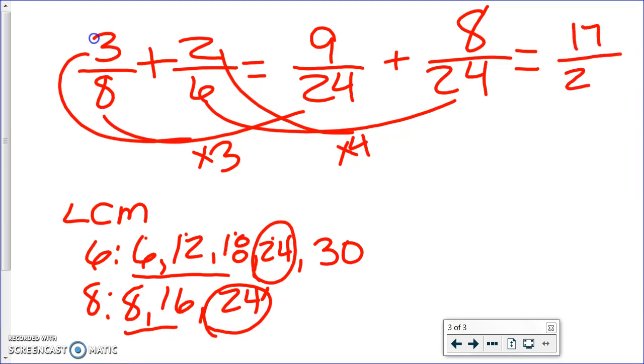My denominators don't change, so my answer becomes 17/24. And I know that the number 17 is a prime number. Only 1 and 17 will fit into 17 evenly, so 17/24 is my final answer.